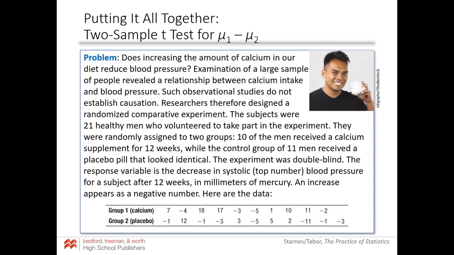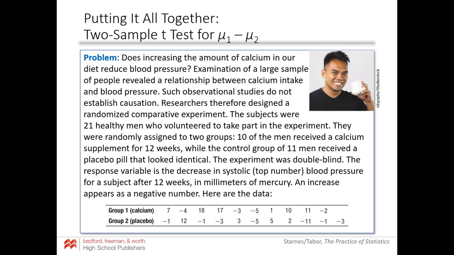All right, so let's go ahead and put it all together here. Does increasing the amount of calcium in our diet reduce blood pressure? Examination of a large sample of people revealed a relationship between calcium intake and blood pressure. Such observational studies do not establish causation. Researchers therefore designed a randomized comparative experiment. The subjects were 21 healthy men who volunteered to take part in the experiment. They were randomly assigned to two groups. 10 of the men received a calcium supplement for 12 weeks, while the control group of 11 men received a placebo pill that looked identical.